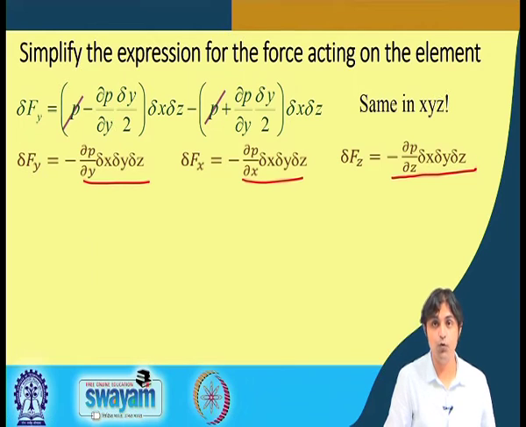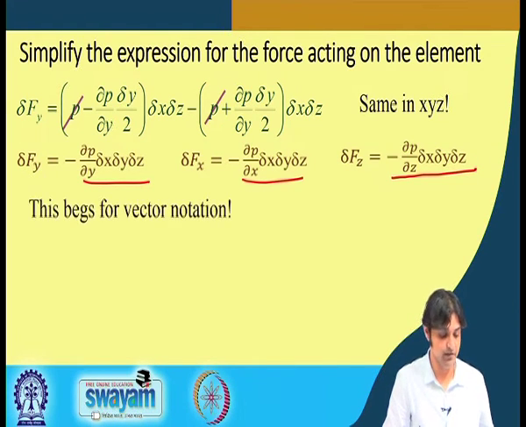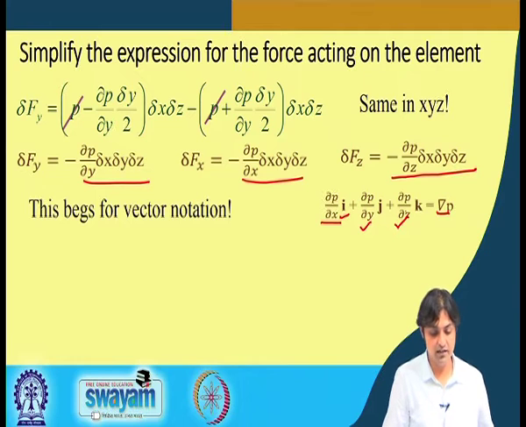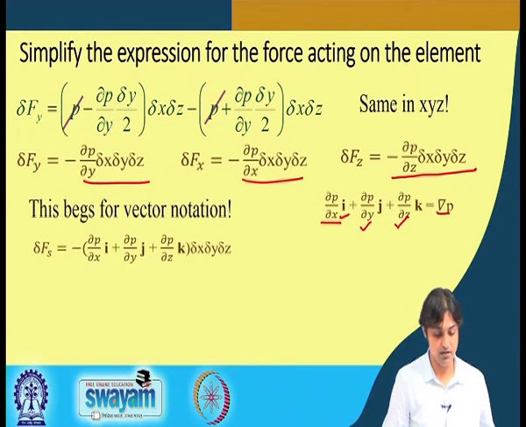It's just the force that we have calculated, the differential force because of pressure gradient. Now we can write these forces in vectors, right? So the pressure can be written as delta P by delta X in I direction, delta P by delta Y in J direction, and delta P by delta Z in K direction.